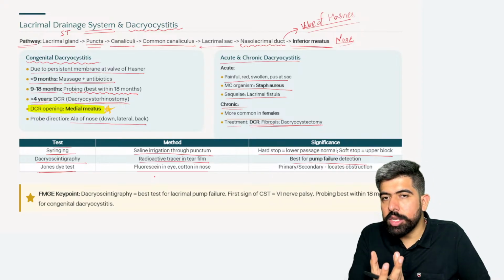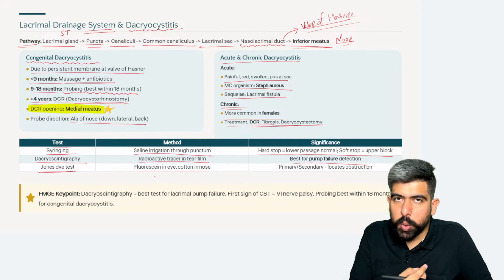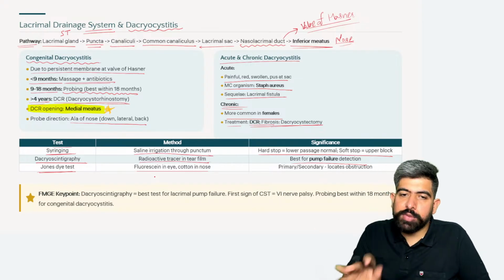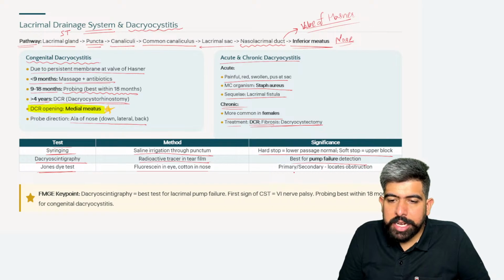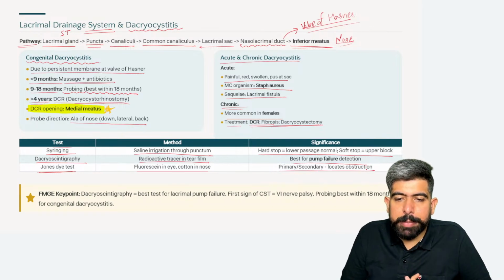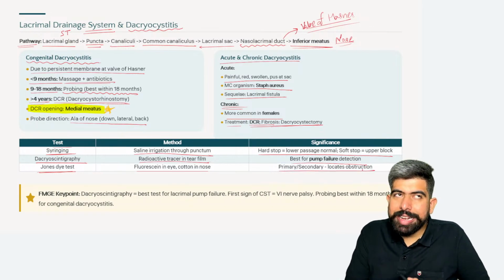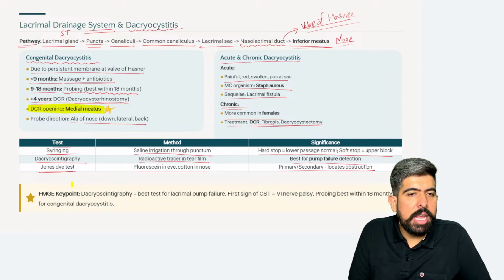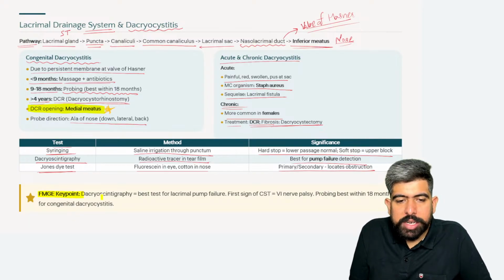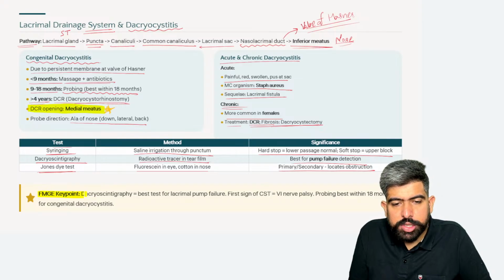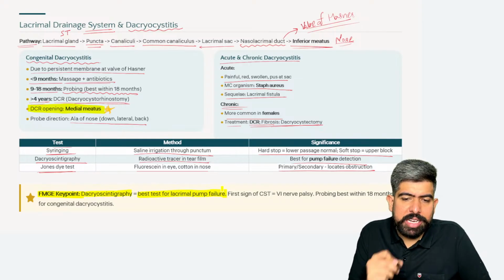If the Jones dye comes to the nose, it means the NLD and its function is working. If not, then there is an obstruction. So this can be the primary and secondary testing, locating at which level we have the obstruction. Remember the FMG key points again. What is the FMG key point saying? Dacryoscintigraphy is the best test for lacrimal pump failure.